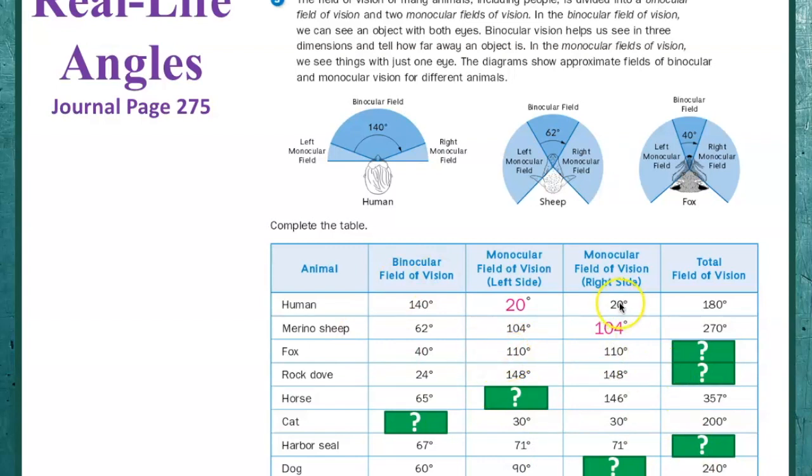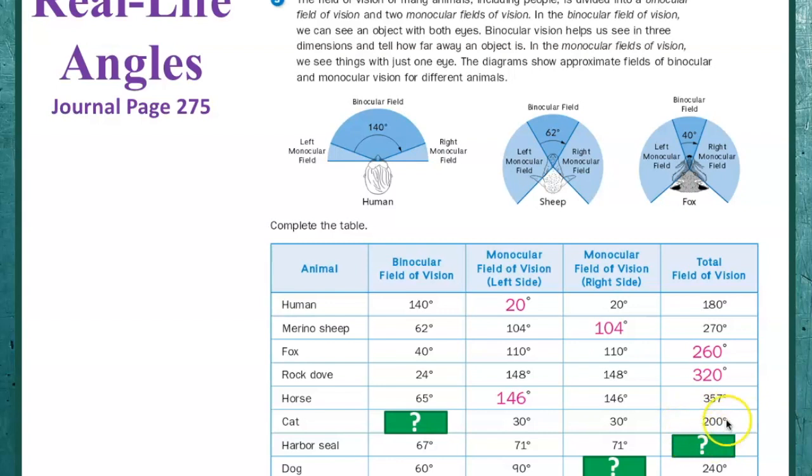Okay, for the fox, the total field of vision, we just needed to add up all of these numbers and got 260 degrees. Same thing with the rock dove, which was 320 degrees. Now with the horse, we're just missing the left side, which we can just copy from the right side, which is 146 degrees.